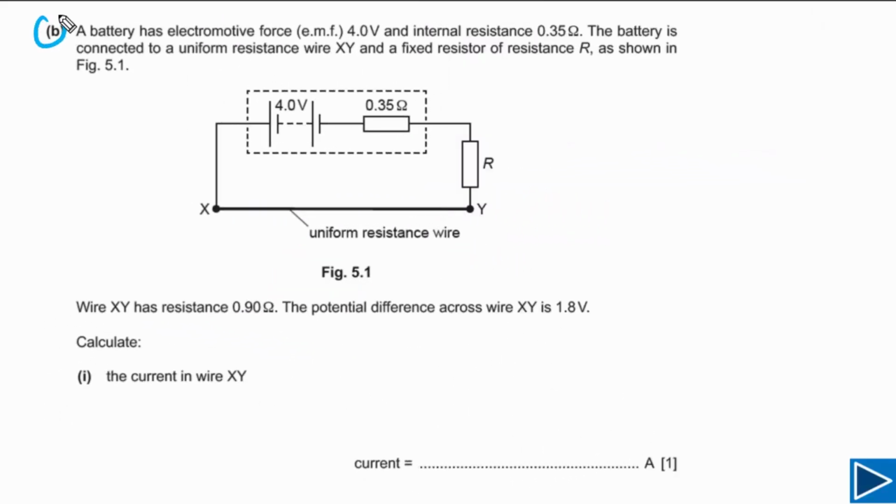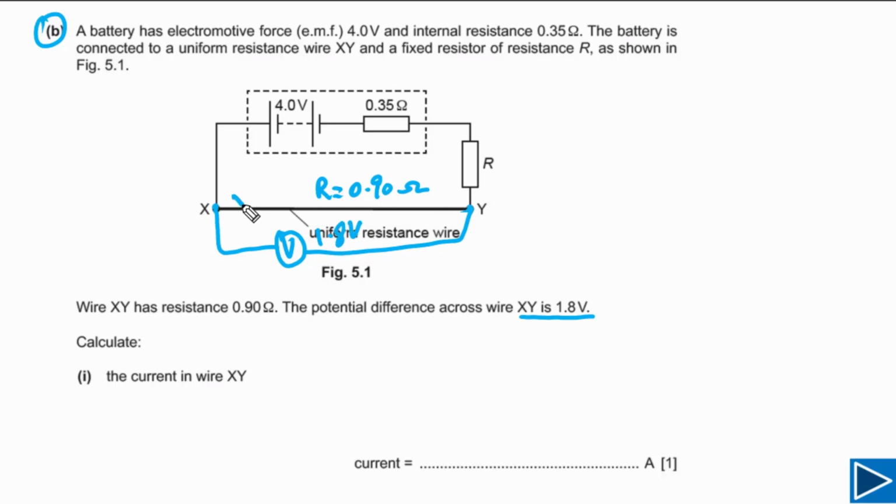For part B, it is given to us the wire XY, means this wire XY. The resistance of this wire is given. Simply we can say the resistance of this wire is 0.90 ohm. It is also given to us the potential difference across XY, which is equal to 1.8 volts. This simply means if we connect a voltmeter across this wire, between X and Y, the reading on this voltmeter is equal to 1.8 volts.